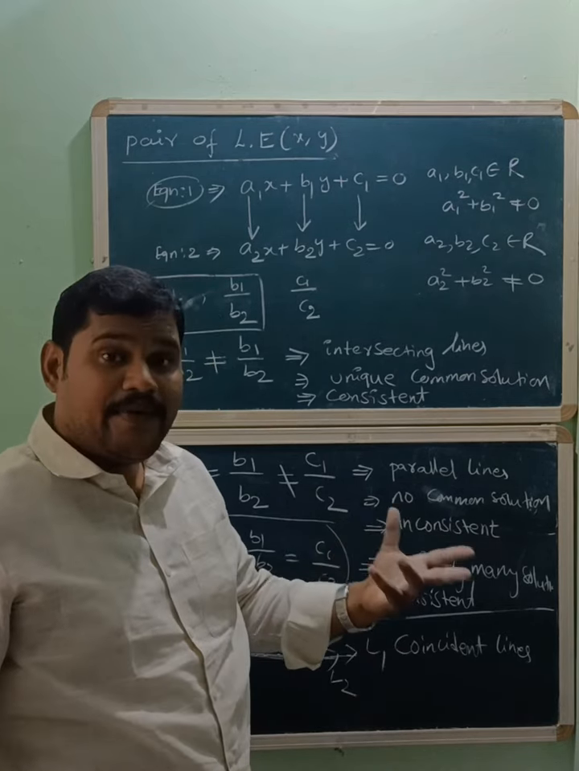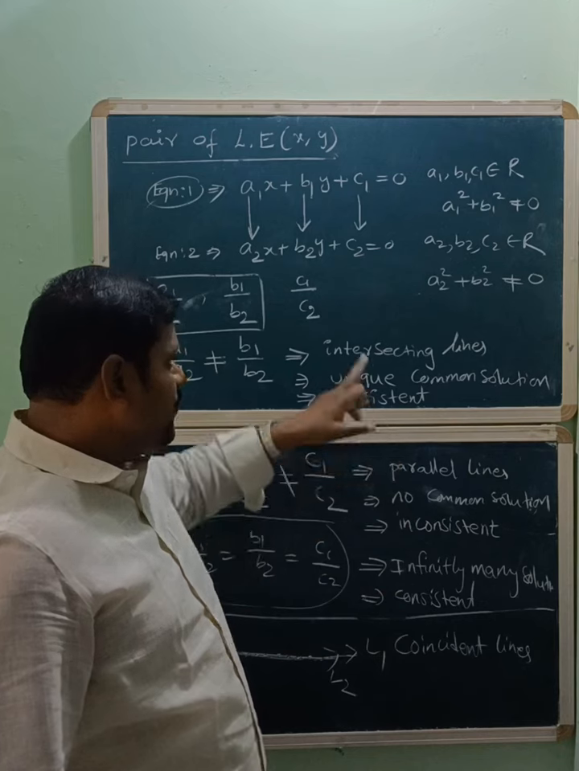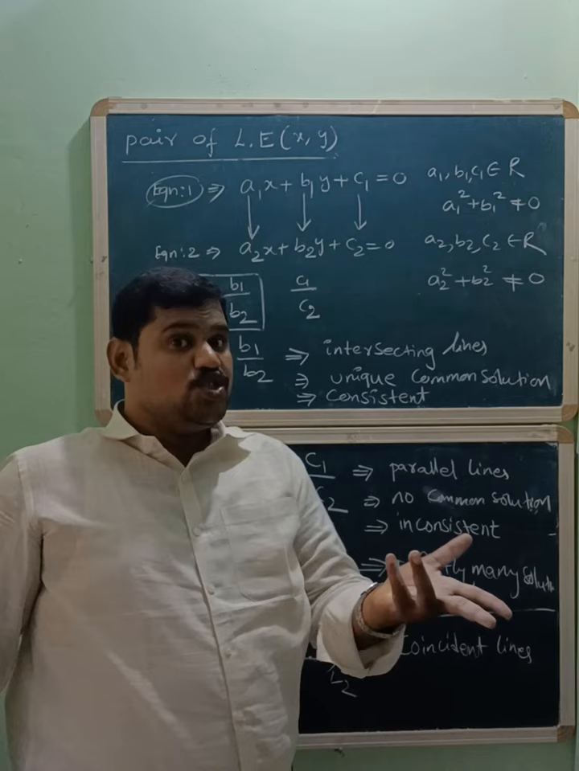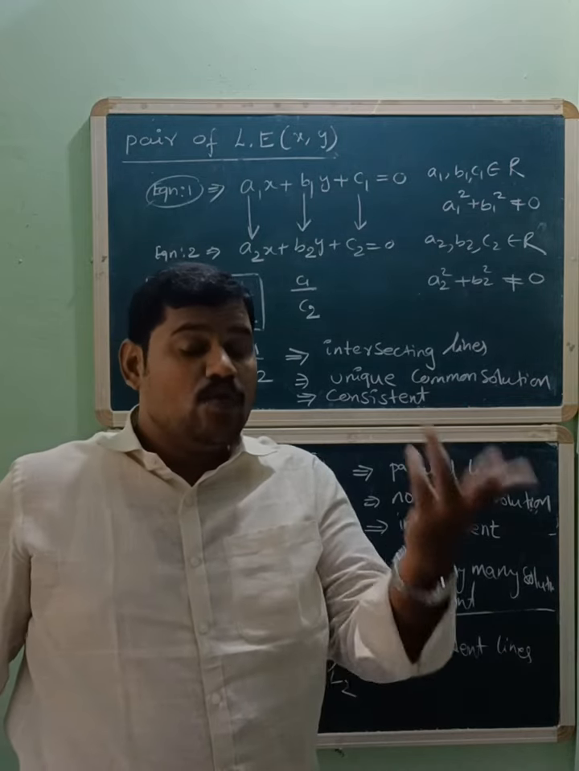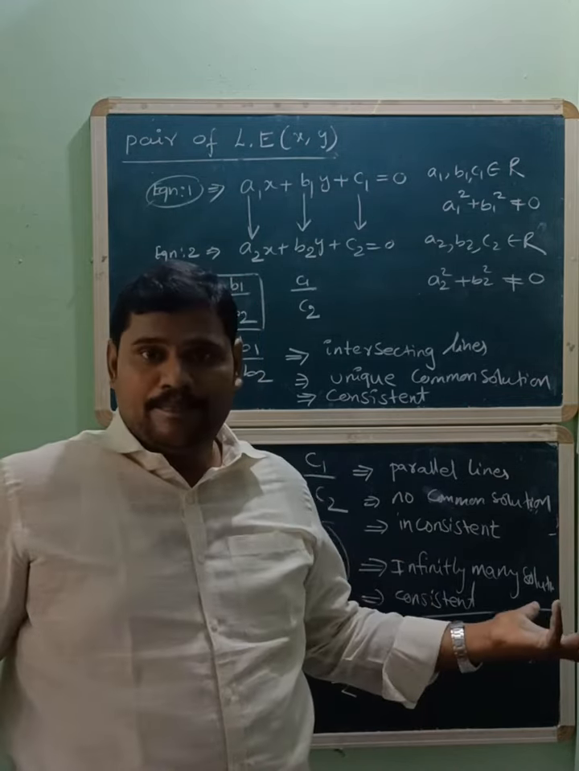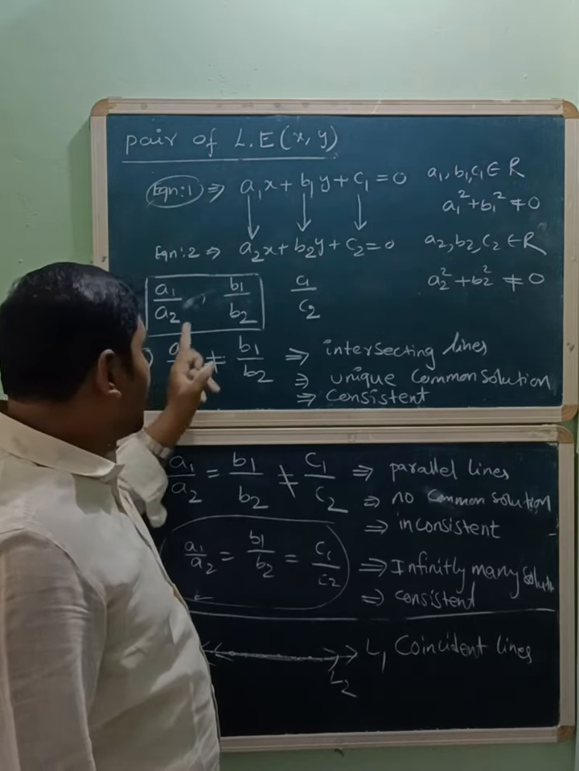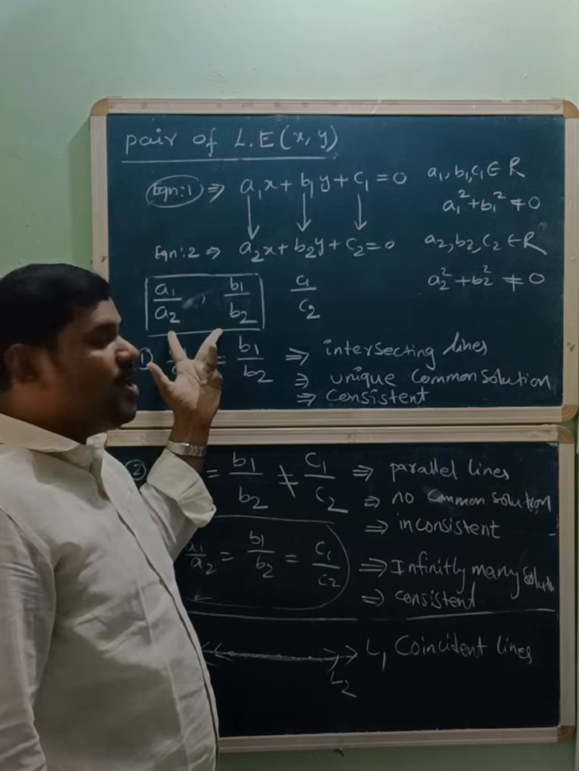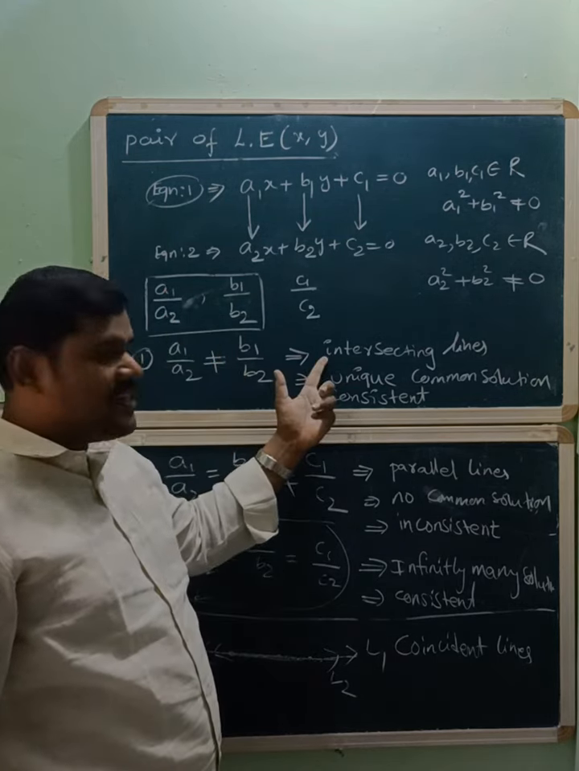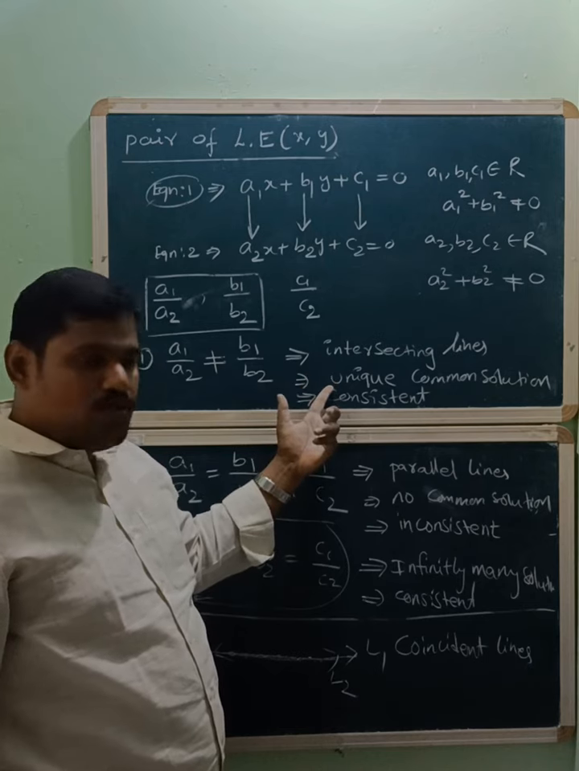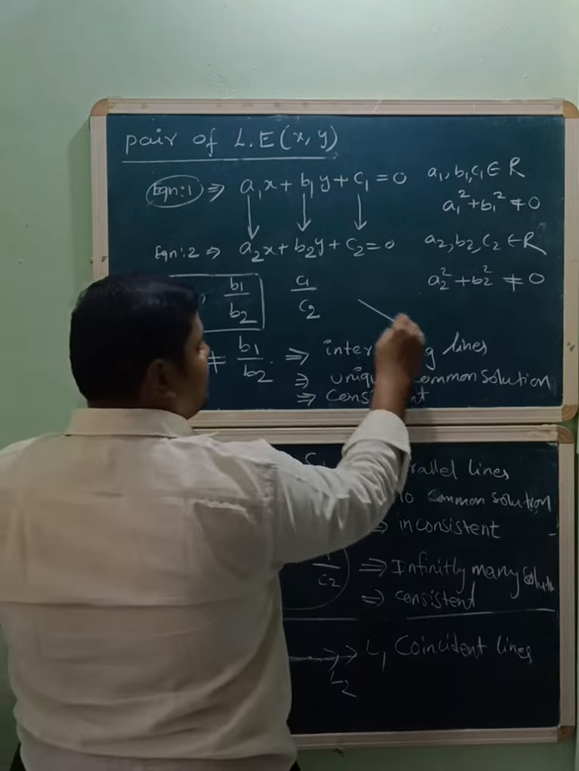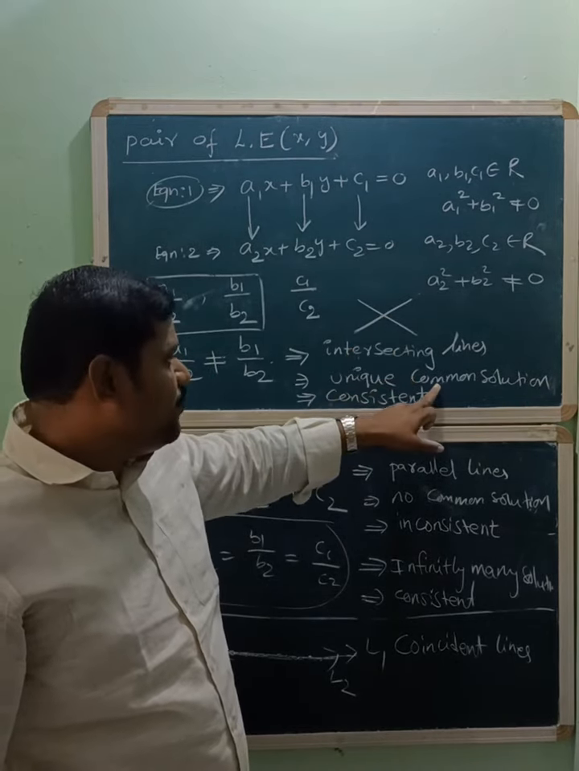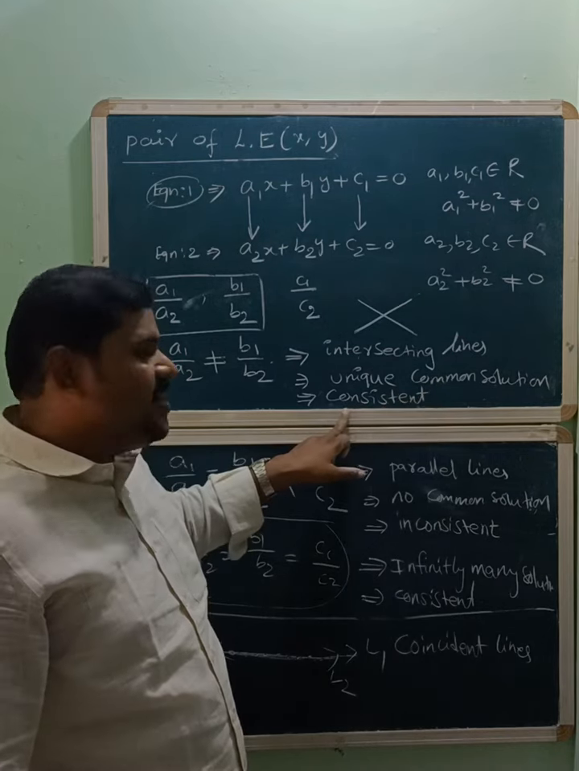Here two lines are divided into three ways: intersecting lines, parallel lines, coincident lines. Without using the graph, how can we say which type the two lines are? First you take the ratios a1 by a2 and b1 by b2. If these two ratios are not equal, then we can say they are intersecting lines. There is a unique common solution. Intersecting lines means there is only one common point, that means only one common solution, a unique solution, and these lines are consistent.